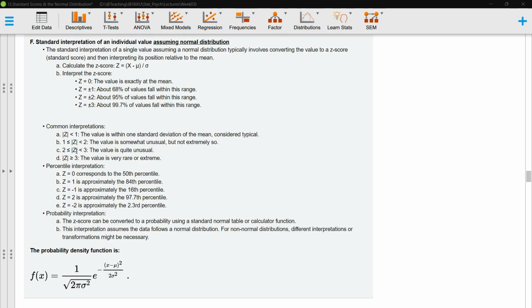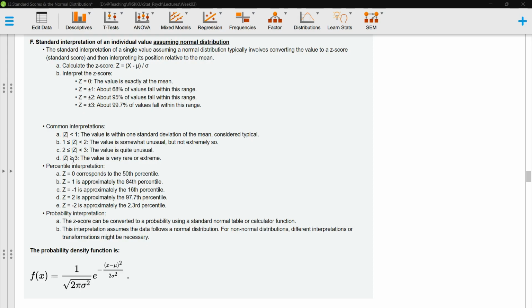Values where the absolute value of the z-score is greater than 2 and less than 3 are quite unusual, right? Outside the 2 standard deviations, there are less than 5% of observations. So these are very unique and abnormal kinds of outliers, right? Quite unusual.